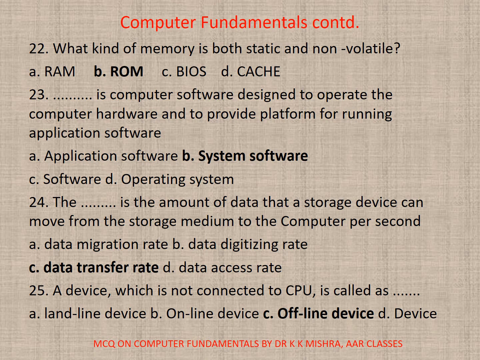Data transfer rate. 25. A device which is not connected to CPU is called as dash. A. Landline device. B. Online device. C. Offline device. D. Device. Correct option is C.